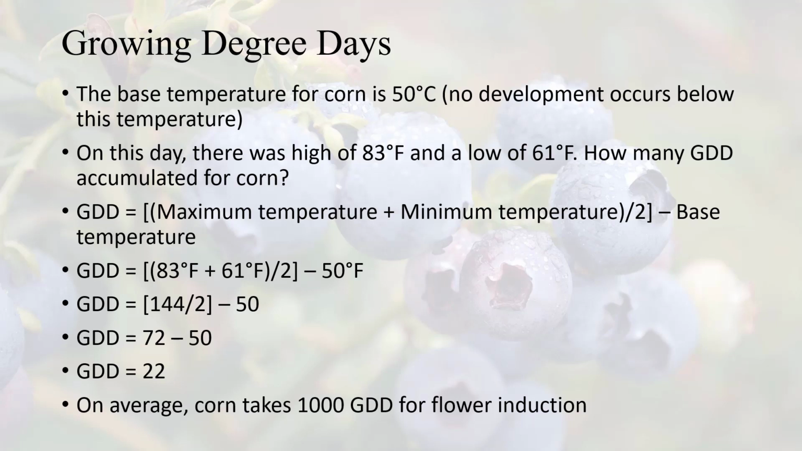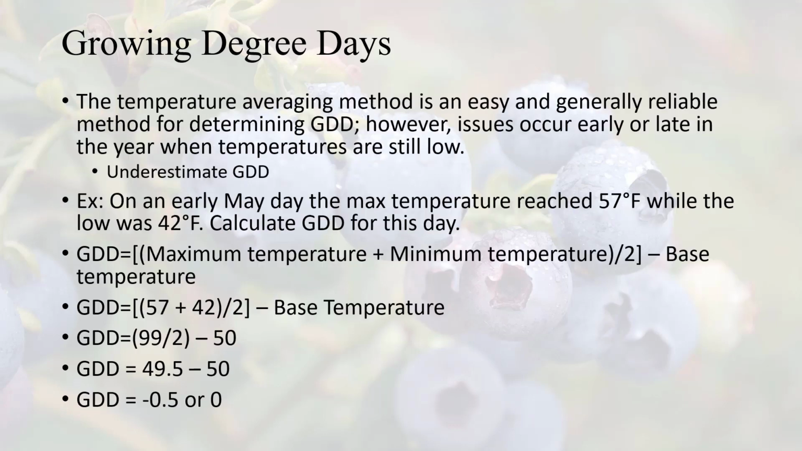Importantly, there is a lot of data, and we have charts that show you how many growing degrees it takes for different plants to reach different stages of development. So we've got 22 growing degree days here, and that might make more sense if you know that it's going to take on average corn around 1,000 growing degree days for flower induction. So we can keep track of these growing degree days, and it gives us a better estimate of when we should expect different stages of plant growth or plant development.